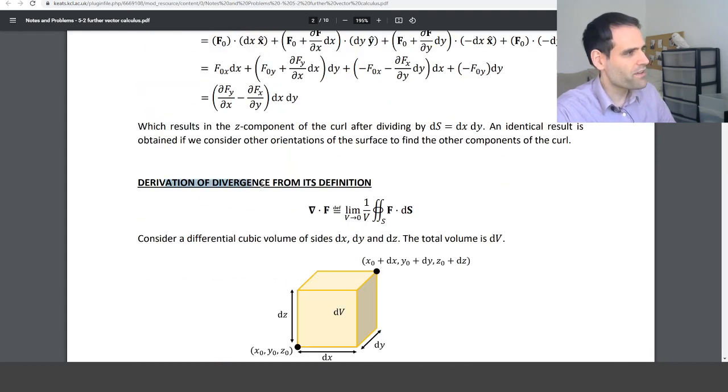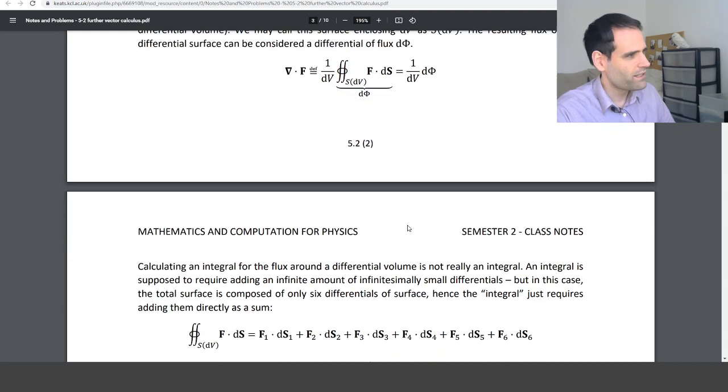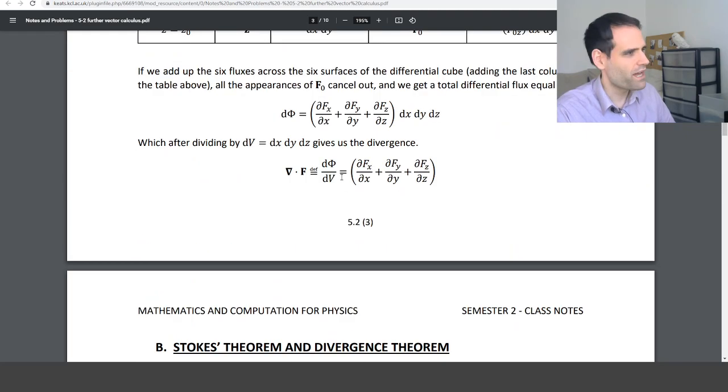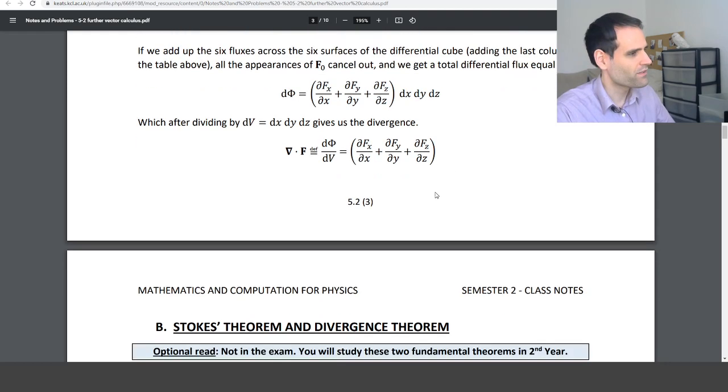Then the derivation of the divergence from its definition. Starting from the definition, which is a limit, I do some calculations, calculate a flux of a differential volume, and I end up having the expression for the divergence in terms of the components and the coordinates.